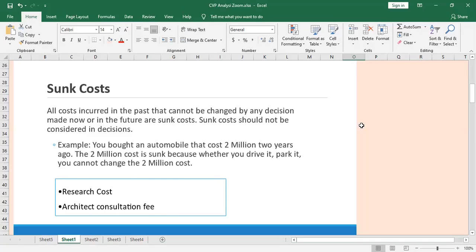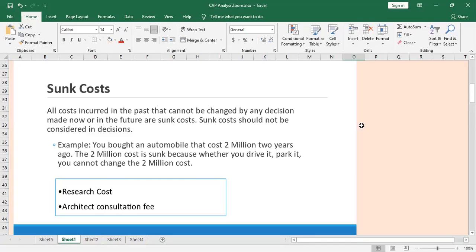Now the example here is you bought an automobile that cost 2 million 2 years ago. The 2 million cost is a sunk cost because whether you drive it or park it, you cannot change that 2 million cost. This is actually a good example. When you buy a car, you will buy it based on its price, right? Once you bought it, then it will be parked in your garage. Then the next decision that you want to make is whether you are going to use the car to go to your office or whether you are going to use the bus.